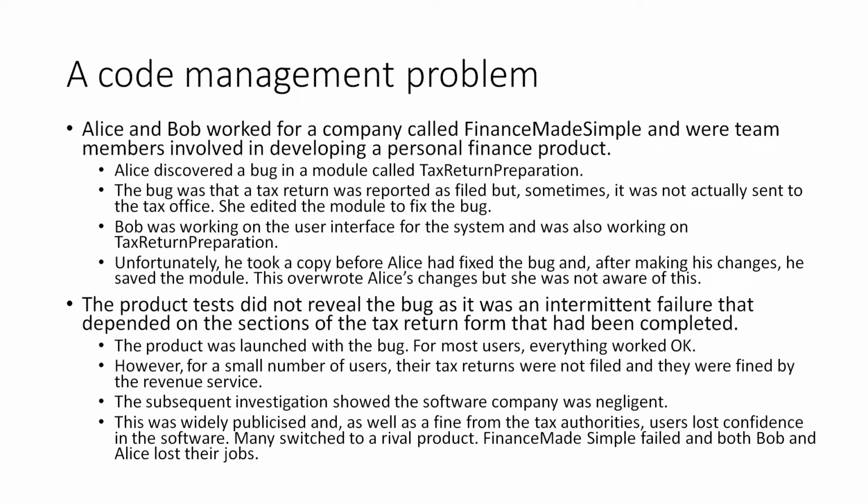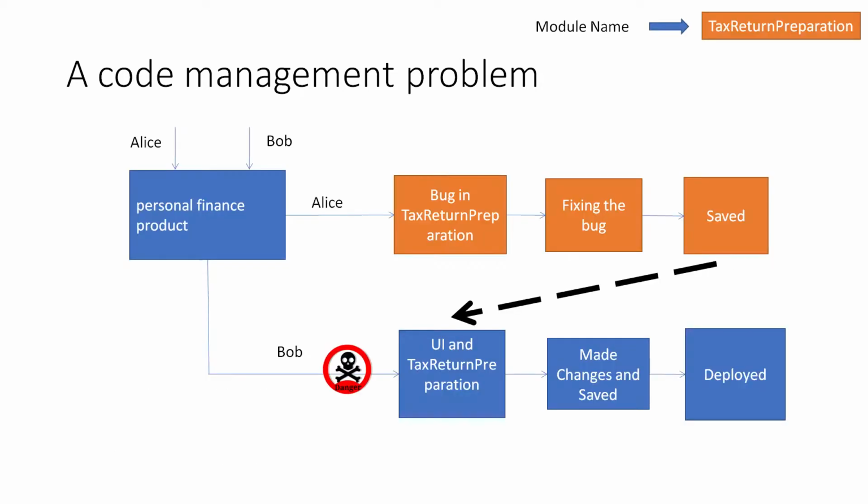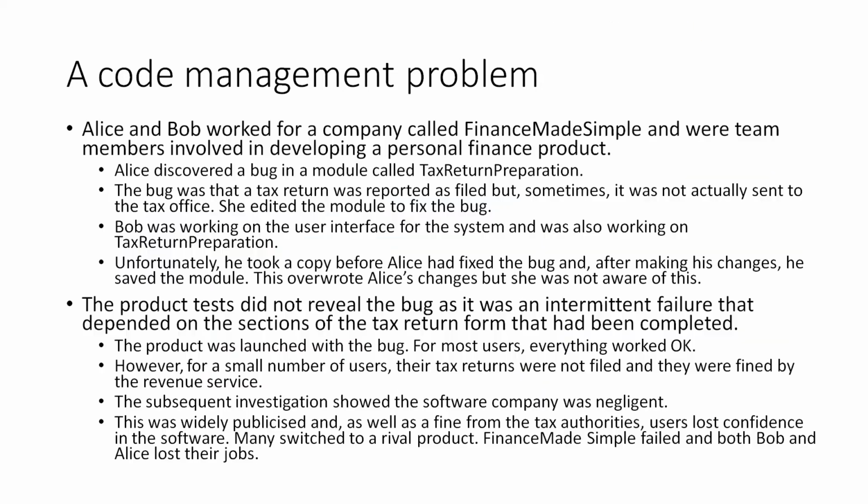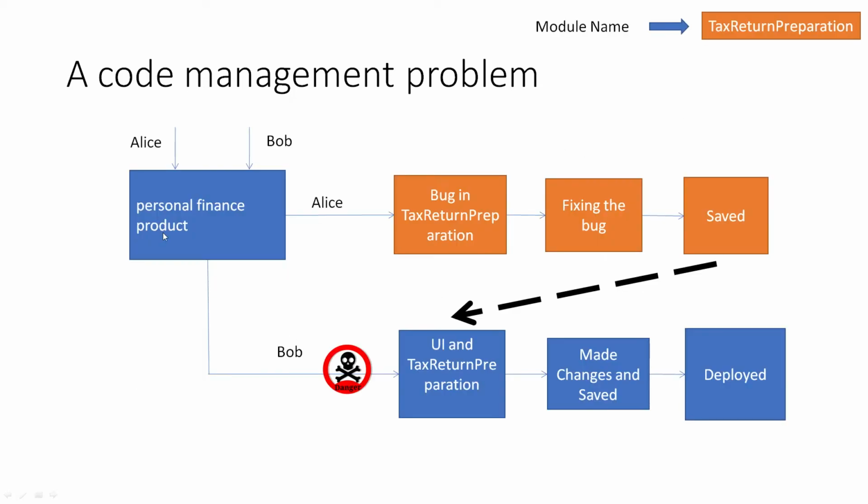I don't want to explain this complete text, as it would be a very confusing part. So what I did is convert this text into an image, a flow diagram, so that you can easily understand. I am explaining this code management problem with the help of this diagram.